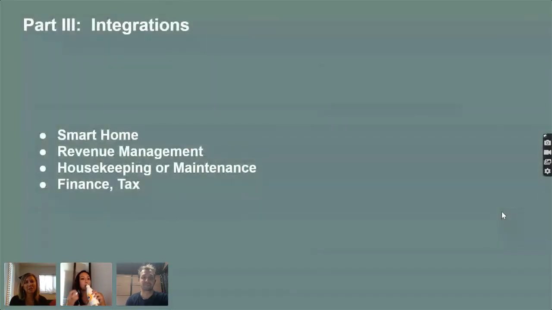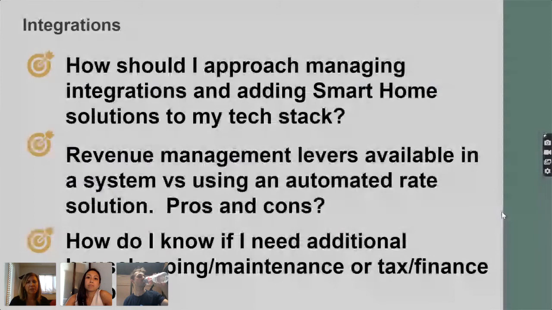So the last part is integration. Going back to that first bubble view of connectivity: smart home, revenue management, housekeeping or maintenance, finance, tax, and there are certainly others, like noise. I guess that goes under smart home, but there are lots of technology solutions. So how should I, as a short-term rental homeowner, approach managing integrations and adding smart home solutions to my tech stack?